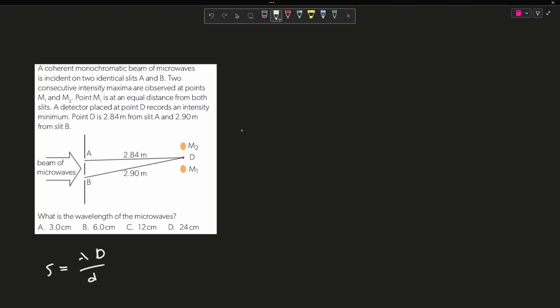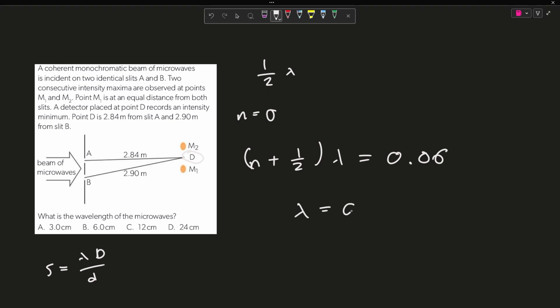But most people don't know how to use the constructive and destructive interference stuff. So for this one, if it is a minimum, then the waves are 1/2 out of phase with each other because it's making a minimum. And because this is the first minimum, n is equal to 0. So using that destructive interference path difference formula, n plus 1/2 times the wavelength is equal to the path difference, which here is 0.06, and n is 0, so wavelength equals 0.12 or 12 centimeters.